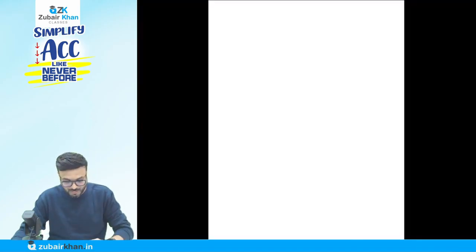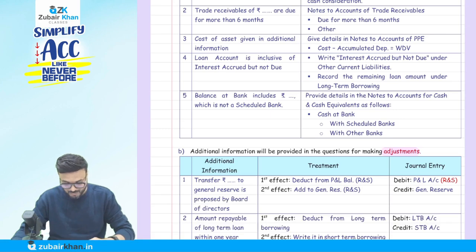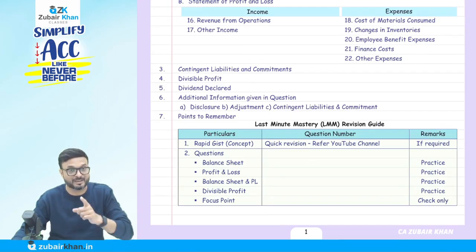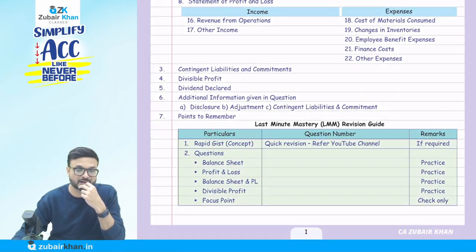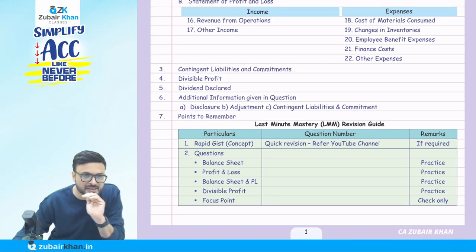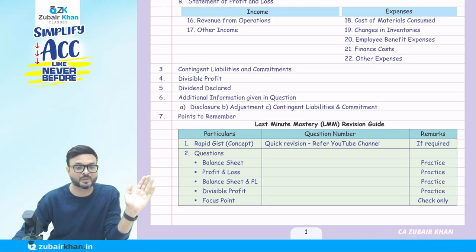And you know that at the end of the chapter I will give you the important questions of the chapter. Then you are going to write them down in LMM, the Last Minute Mastery questions. At the time of review you are going to refer only to these questions. That's it. Very simple, very simple to score 80 plus in advanced accounting.